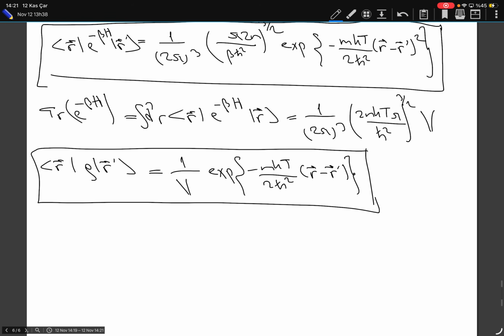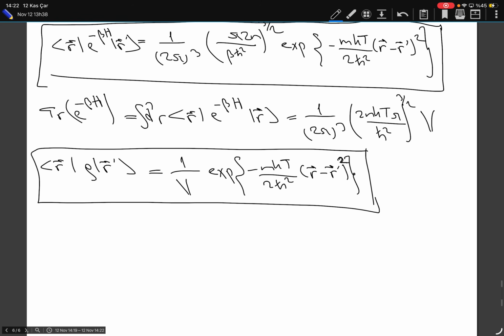It doesn't prefer to be here or there. So on the average, it will be everywhere. And 1 over V is just a normalization of the total probability to be 1. I have just one particle. Distance squared, right? R minus R prime. Yes, yes, sorry, that is squared.